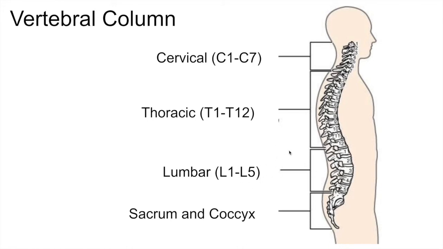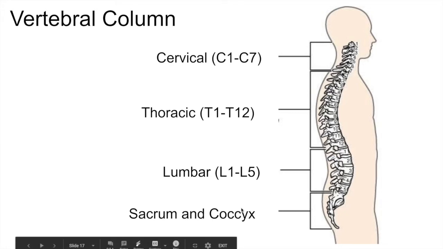Cool. So then we have the last two, the sacrum and the coccyx down here, right? So the sacrum is actually where all these below L5 here, right? All these are fused together, okay?